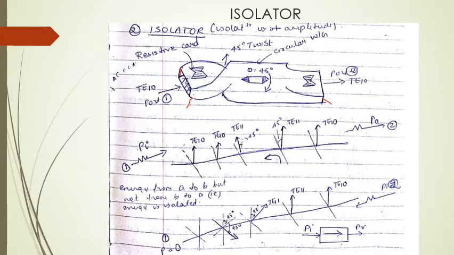In the center they use a circular waveguide. That means you have a rectangular waveguide at the extremes. The red portions which I have marked are both rectangular waveguides. In the center, they have the circular waveguide.